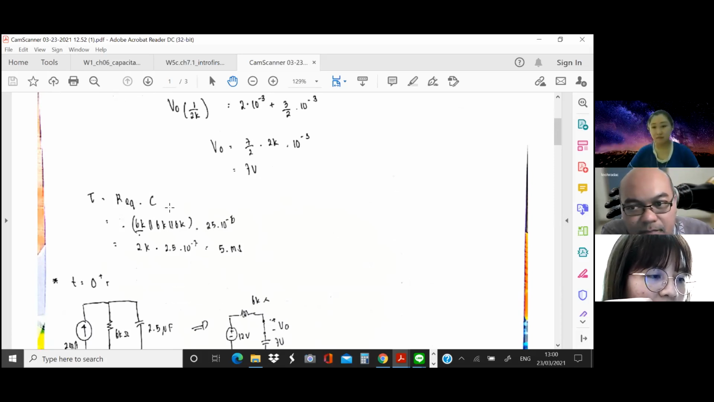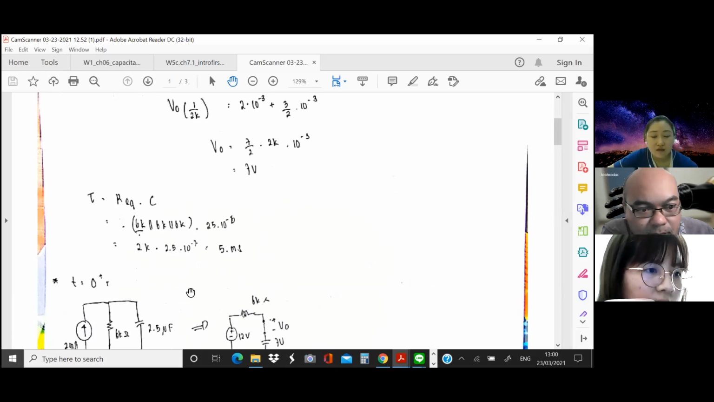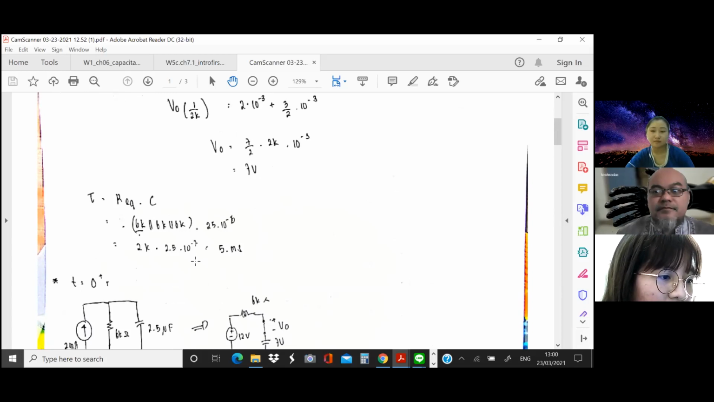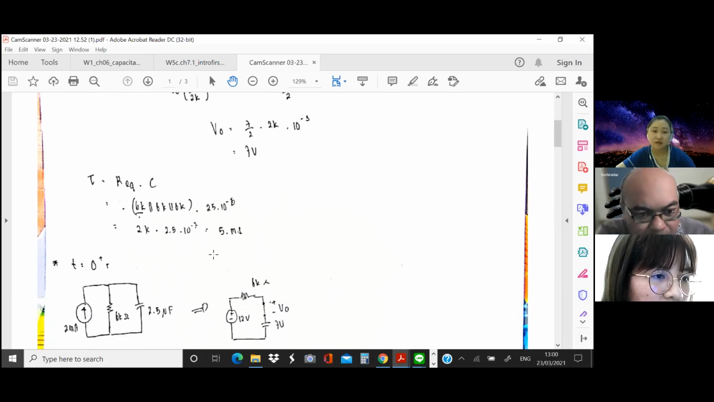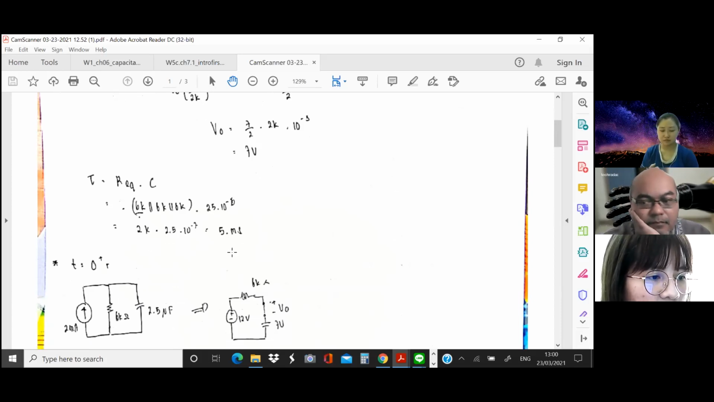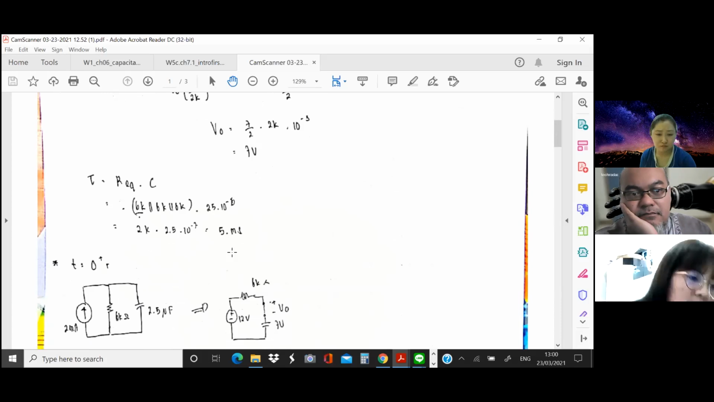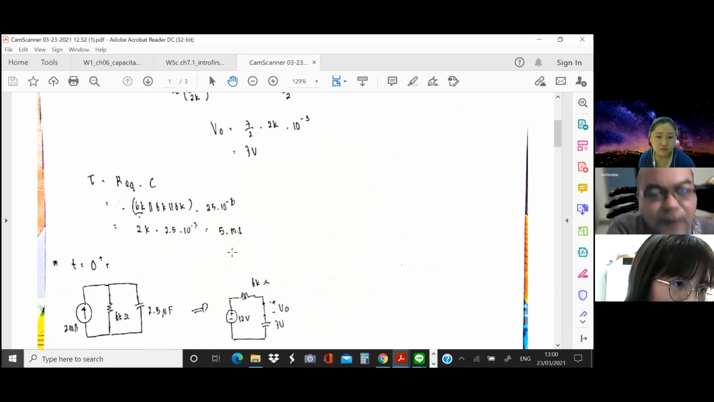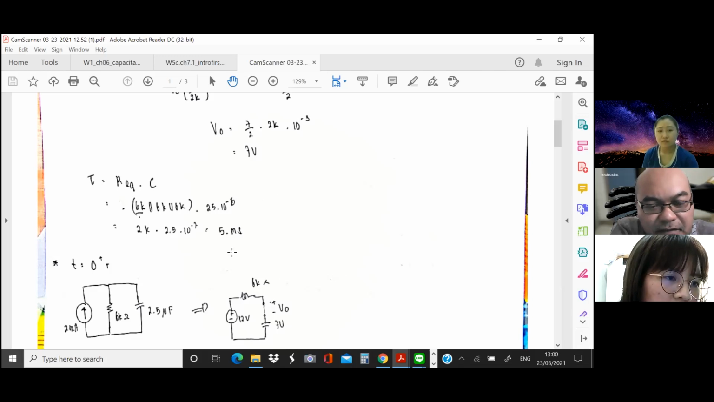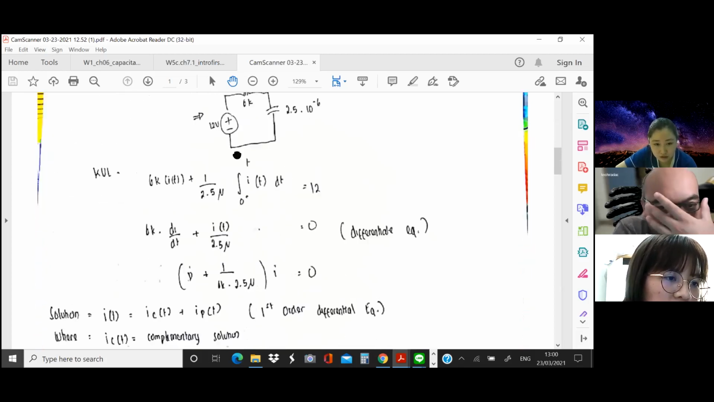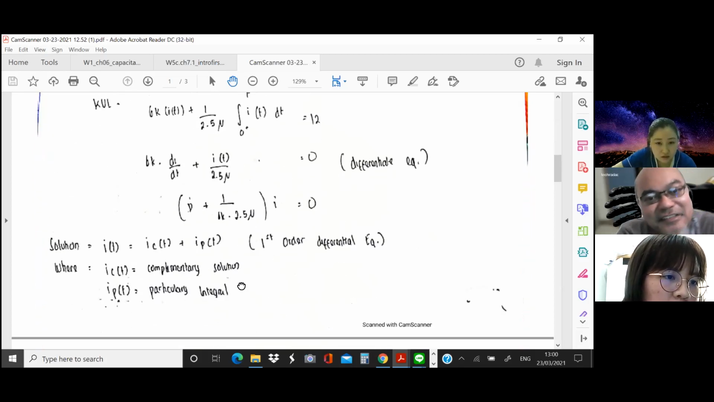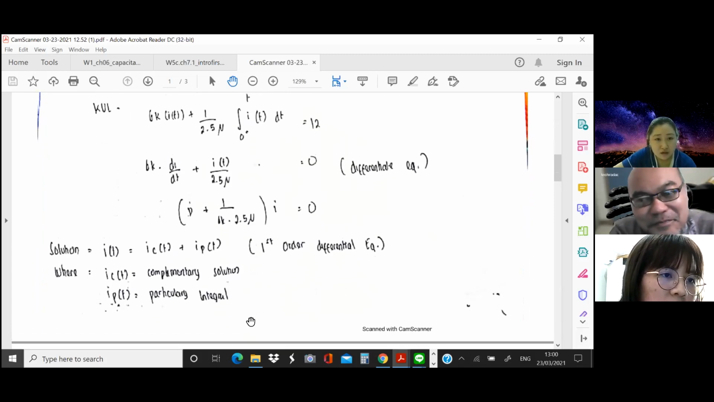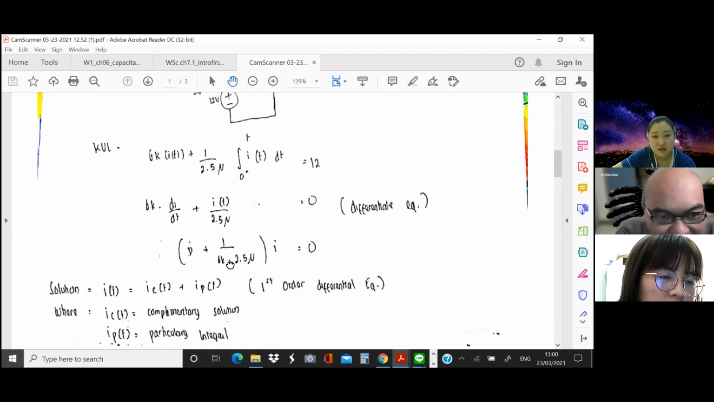Can I add something about the tau? After this, we are going to use the constant RC equals tau, which is the value obtained by equivalent resistance and capacitance. But before you get to this, what is the differential equation? The general one. Yes, using the differential equation.